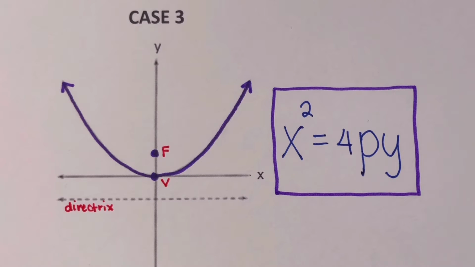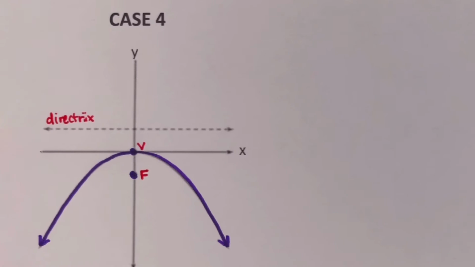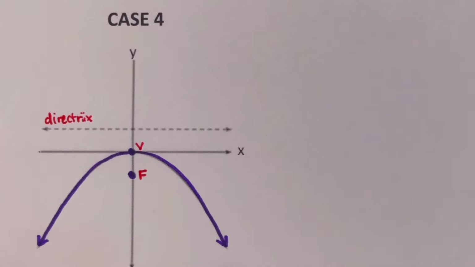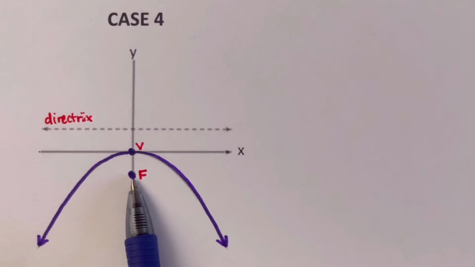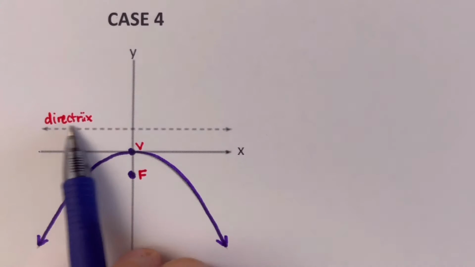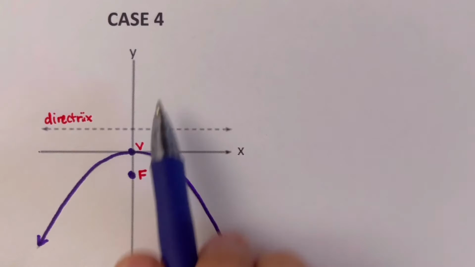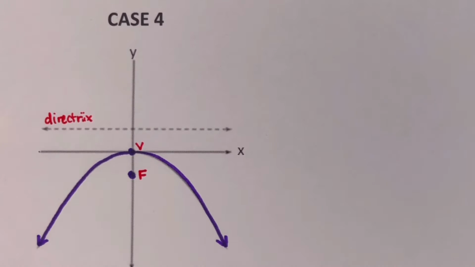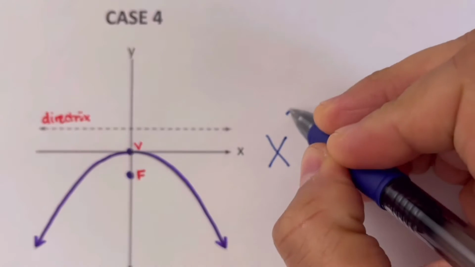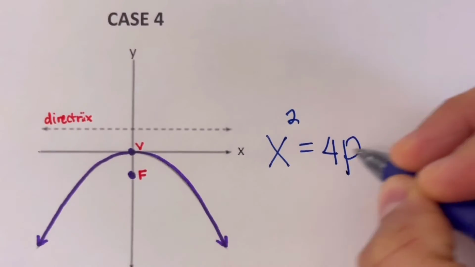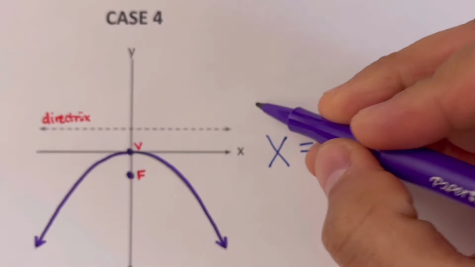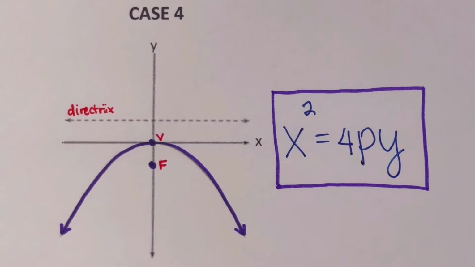Now let's move on to the fourth case. In case 4, our parabola is facing downwards. It opens downward because the focus is on the negative y-axis. And we still have the same parts. We have the directrix, the vertex, and the focus, and the line of symmetry is the y-axis. The formula for the fourth case is x squared equals negative 4py. So this is the formula for the fourth case. So these are the four cases of the parabola with vertex at the point of origin, or (0, 0).